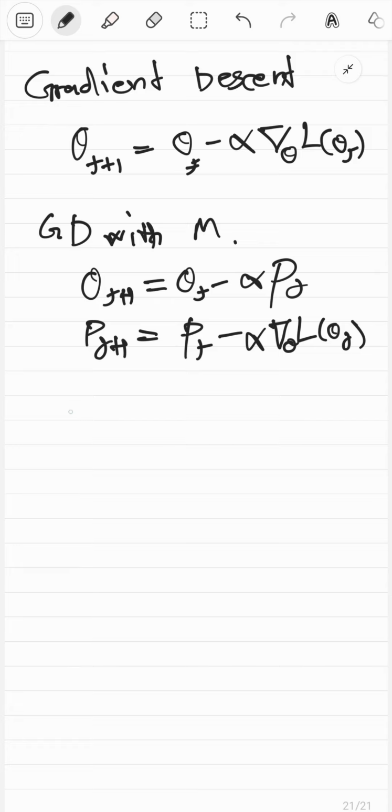Another important variation is something called mini batch gradient descent.